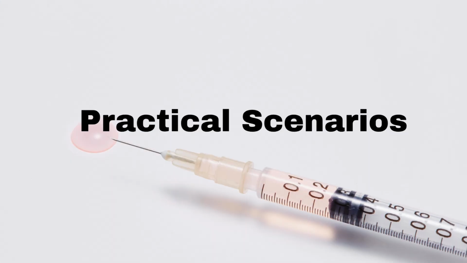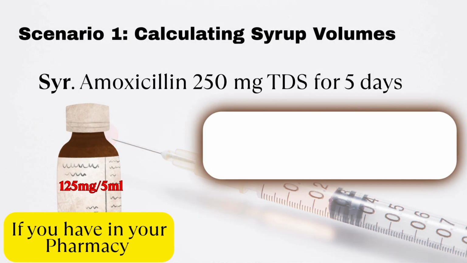Here's a real-world challenge. A doctor prescribes amoxicillin 250 milligrams TDS for 5 days, but writes it as amoxicillin 250 milligrams TDS times 5 days, without specifying how many milliliters of syrup to give. You must calculate the total volume yourself, since 125 milligrams is in 5 milliliters.